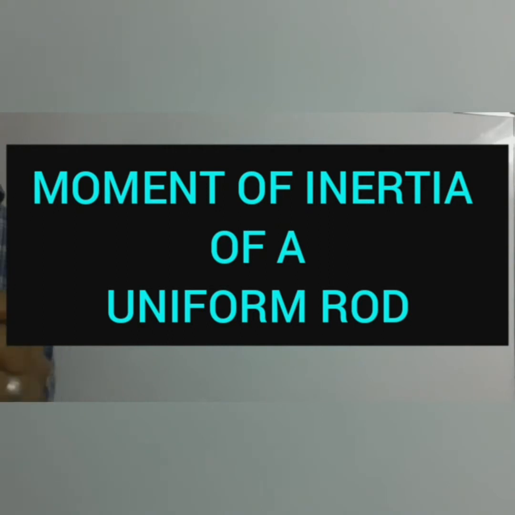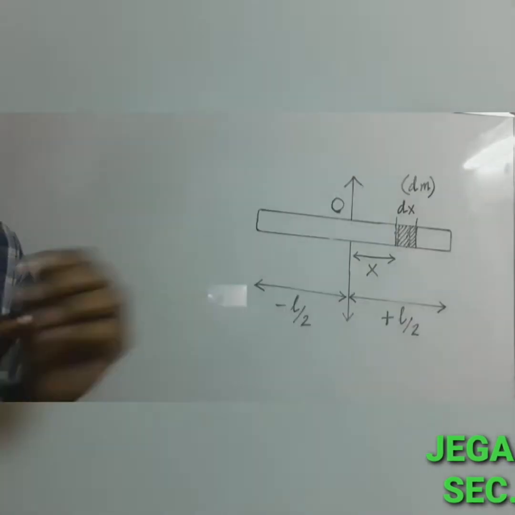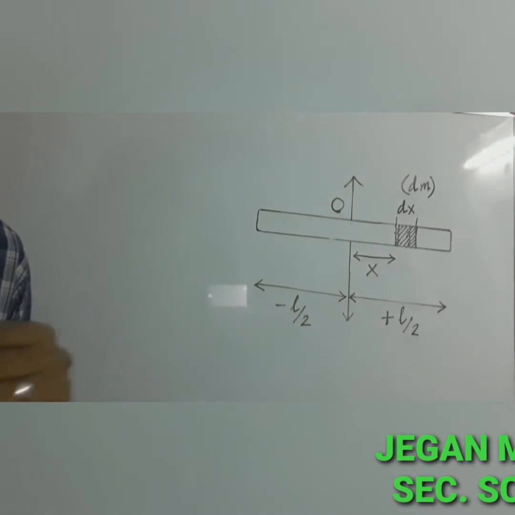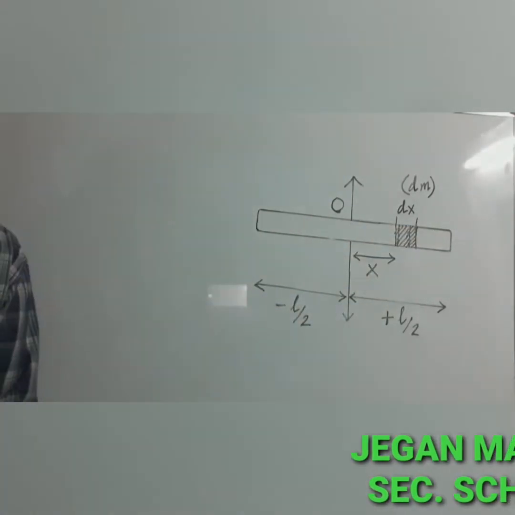Hi students, in this video we are going to discuss the moment of inertia of a uniform rod. Let us consider a uniform rod of mass m and length L as shown in the figure.